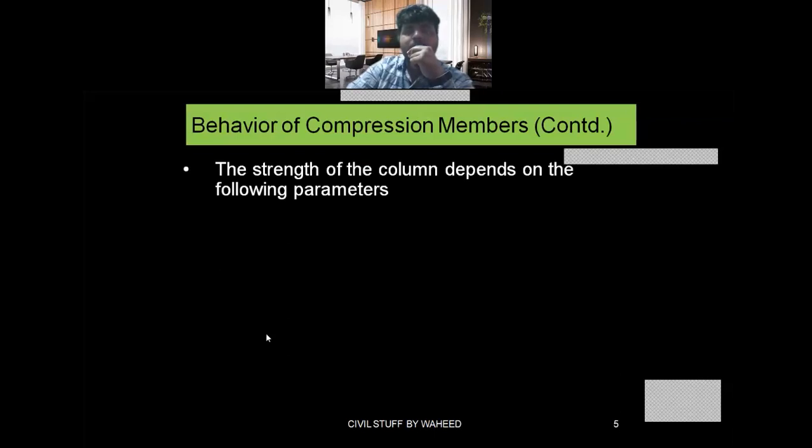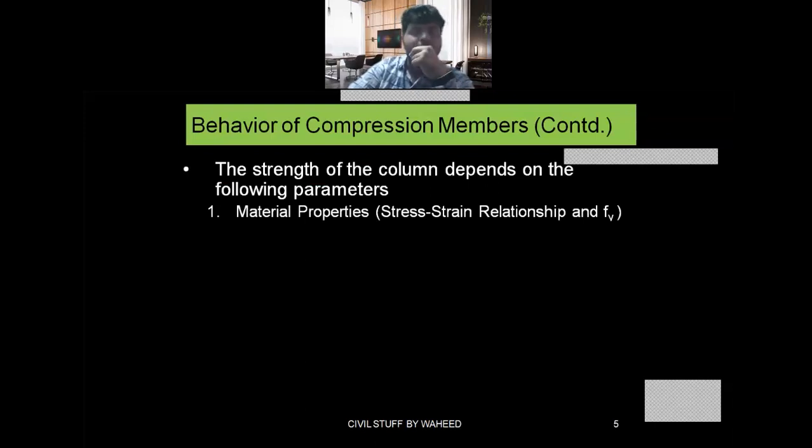Next, the strength of the column depends upon the following parameters. One is its material properties, as you already learned in engineering mechanics. What will be the material properties? Stress-strain relationships, elasticity, plasticity. Next, Young's modulus of elasticity, modulus of rigidity. All these are nothing but the material properties of any material. So here we are dealing with steel.